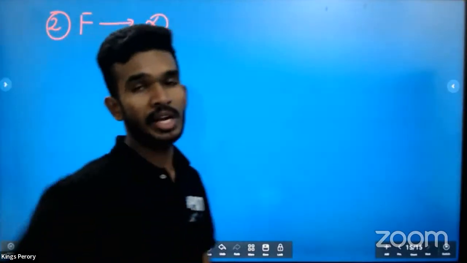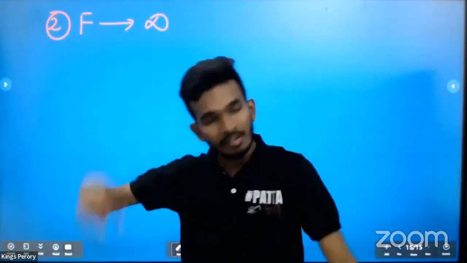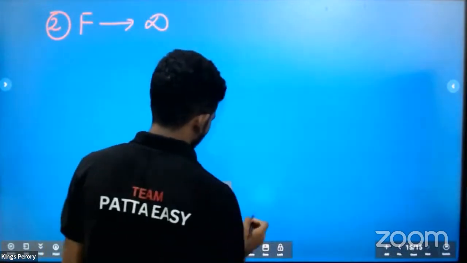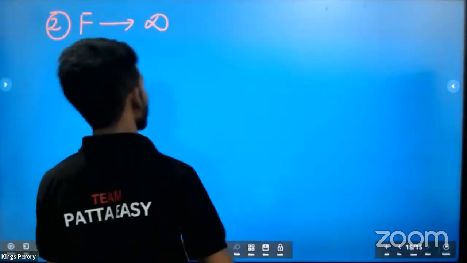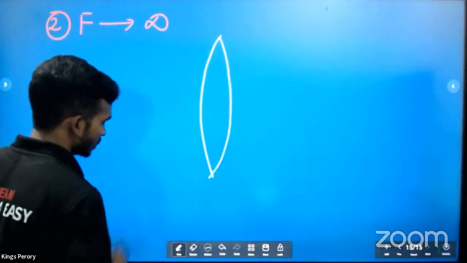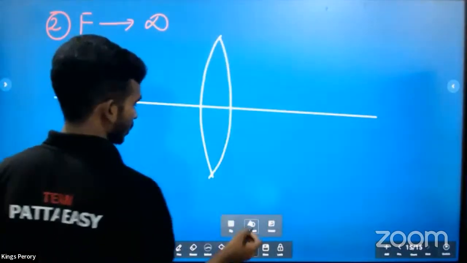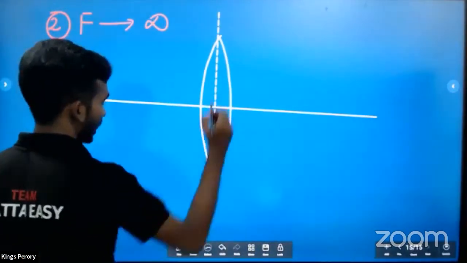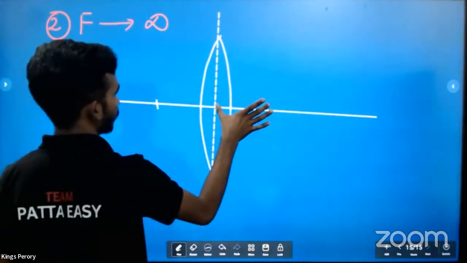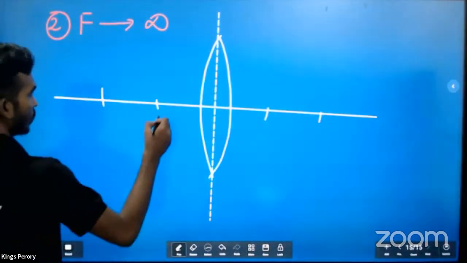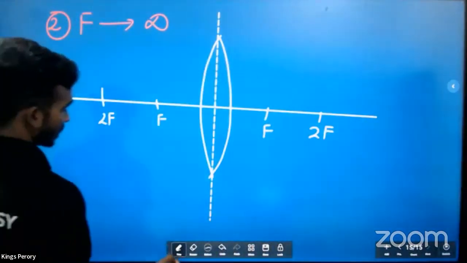For the image to be formed at infinity, the refracted light rays should travel parallel. We'll see whether they travel parallel or not. Now think of it in the opposite way. You know where the image is formed. Using that, you draw your ray diagram. That's your lens. That's your principal axis. Mark the center line, dotted line. Scale it and find your focal: F, 2F, F, 2F.